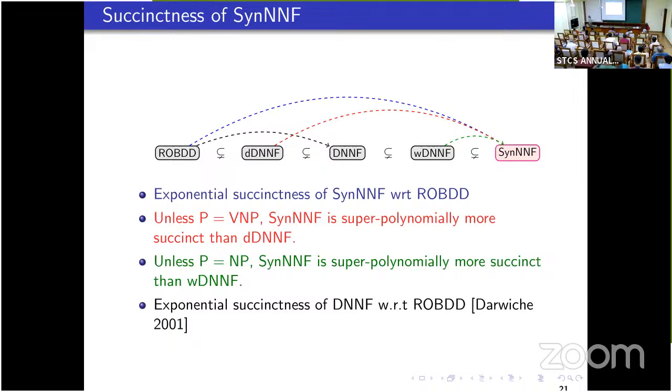And here are some results that we have. So this is the synthesis negation normal form, and these are some other things that have been studied in the literature. So there are some conditional succinctness results, and there are some unconditional succinctness results. But this clearly subsumes all of those.